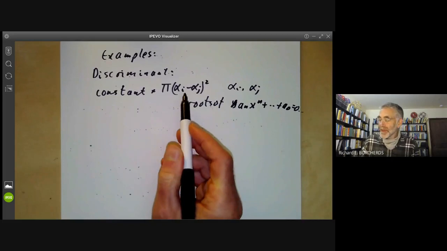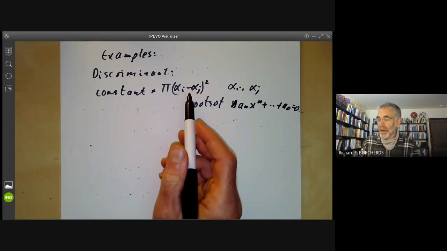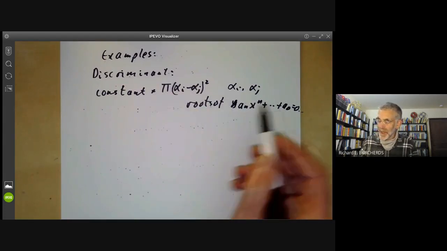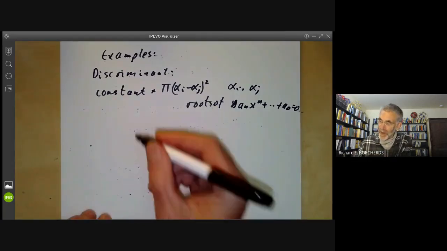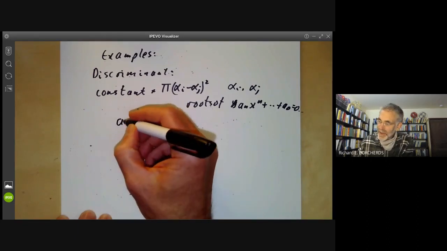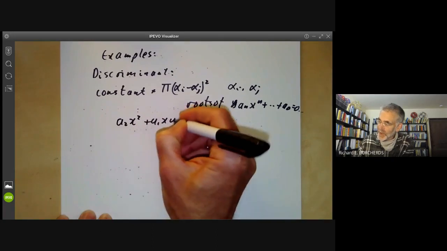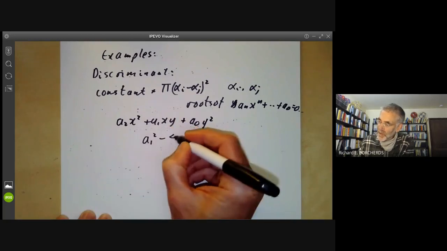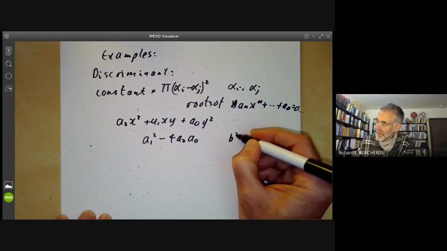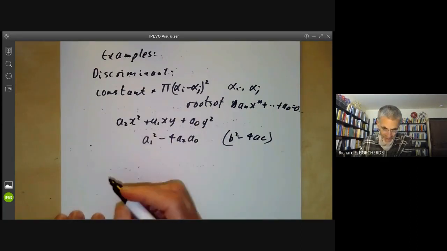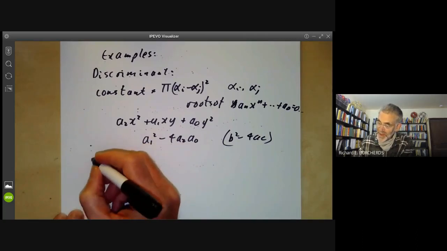We had the discriminant when we were talking about invariants of the symmetric group, and we saw this discriminant could be written more or less as a polynomial in these numbers here. So that gives you some invariant. For example, if you're looking at binary quadrics of the form a_2 x^2 plus a_1 xy plus a_0 y^2, the discriminant is just a_1^2 minus 4 a_2 a_0, or b^2 minus 4ac in the more common notation. Other examples, if you're looking at degree four polynomials, then one famous example of an invariant is the so-called catalecticant.